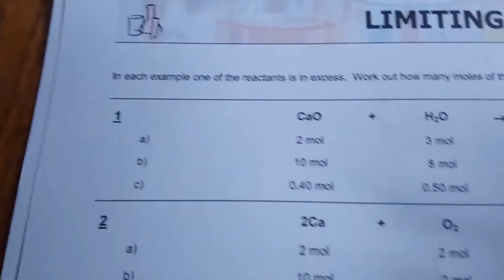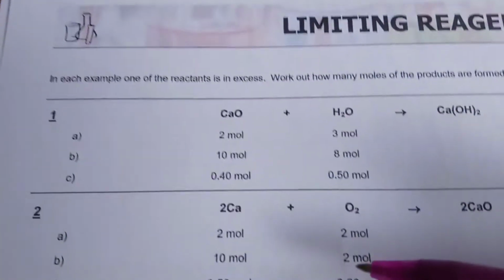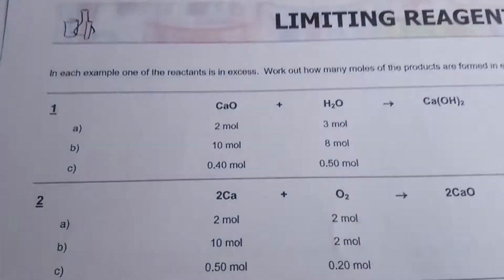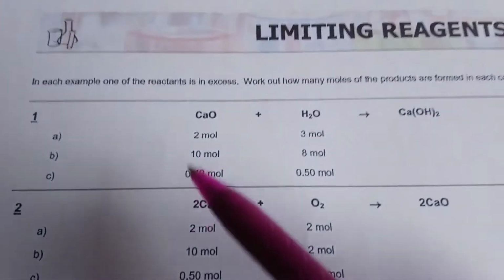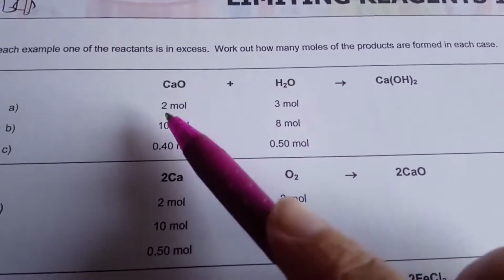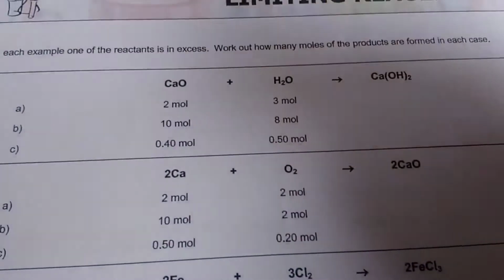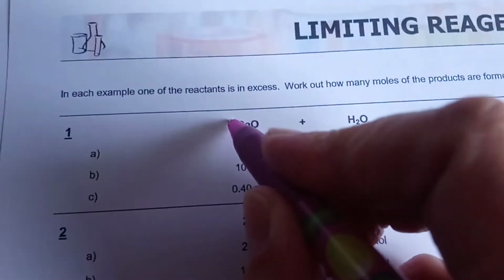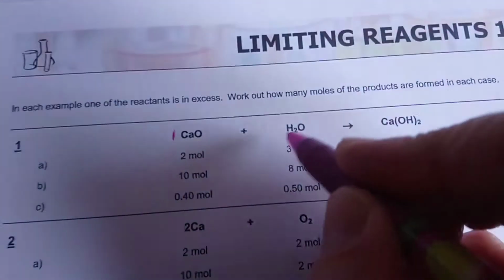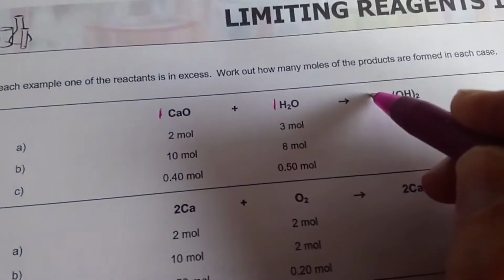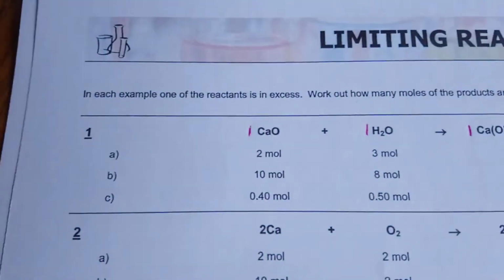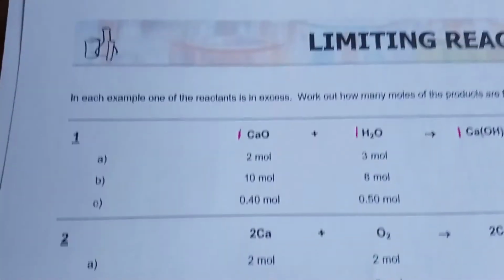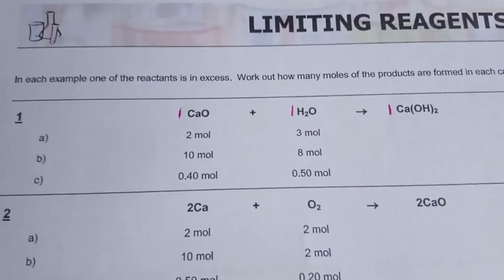So I'm just going to take you through a few, just calculating what is in excess and what is limiting. Okay. So when I'm looking at a reaction like this, my starting point is to think, right, what's my ratio of reaction going here? So I've got 1 mole here reacting with 1 mole here to form 1 mole here. So 1 mole of calcium oxide will react with 1 mole of water to form 1 mole of calcium hydroxide.